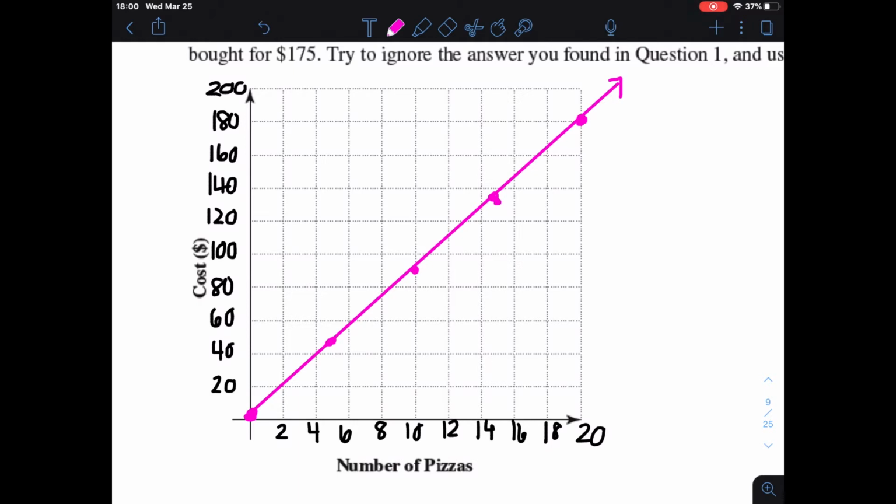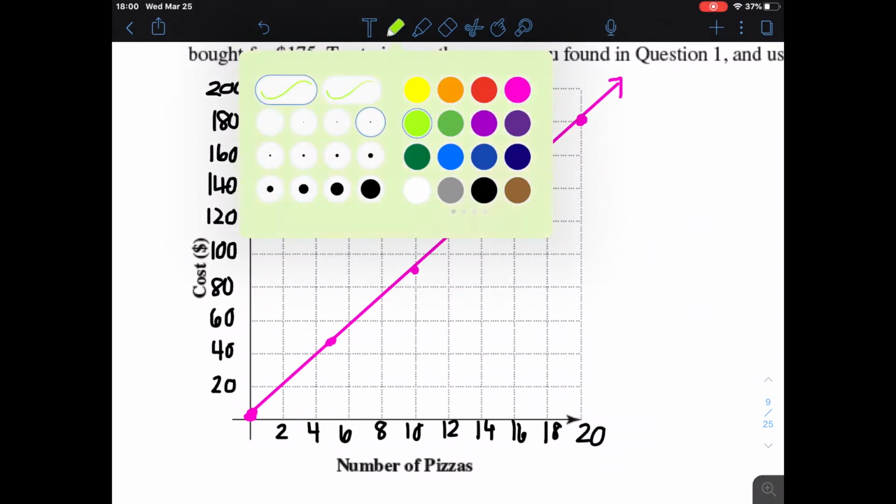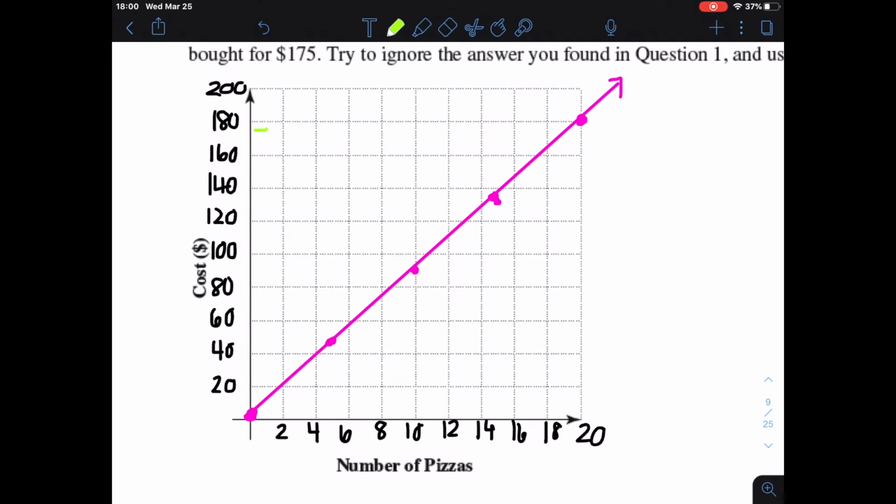We want to spend $175. So that's close to the 180. If I draw a line over, that's going to be a little before 20 pizzas. So the same estimate we're going to get, we can say $175 is about 9 pizzas. So different way to get a similar estimate.